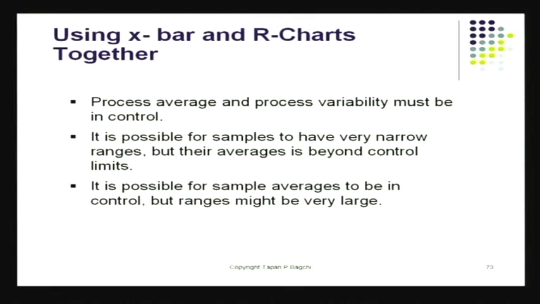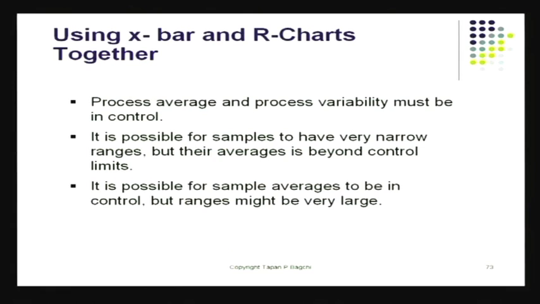Both process average and process variability must be in control. Process average is your X bar, process variability is your R or range or standard deviation S. It's very possible to have a very tight process with very good precision, but the average may be off. This is no good news. Or it's also possible that the average is right there, but you've got wide variation.